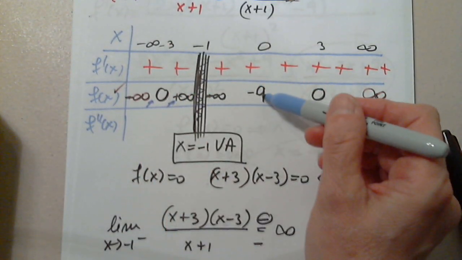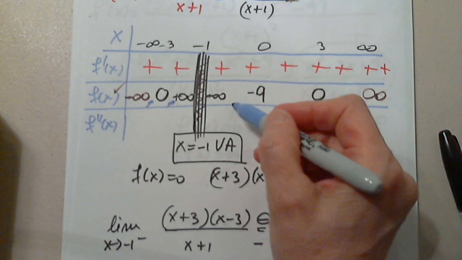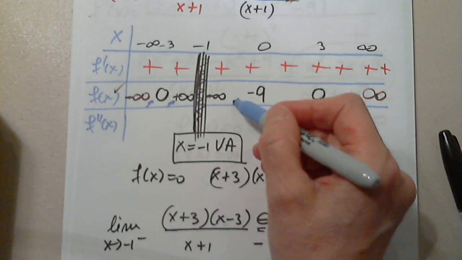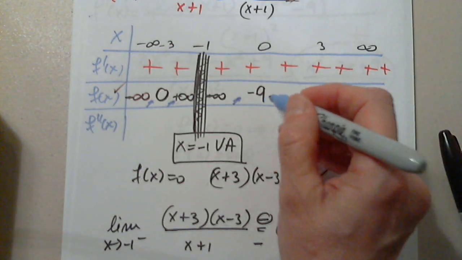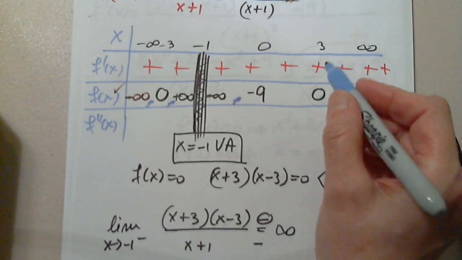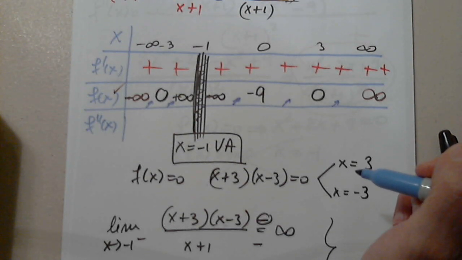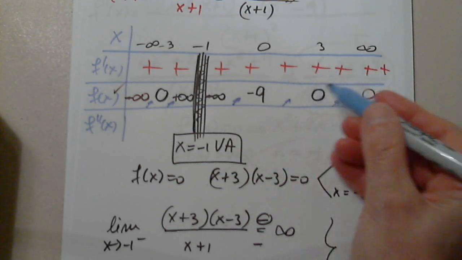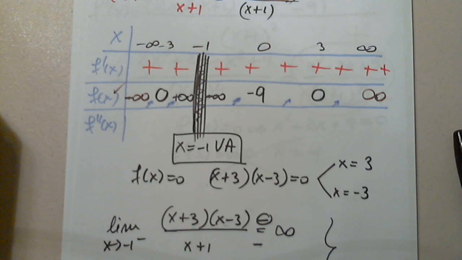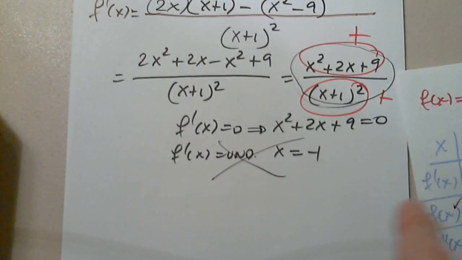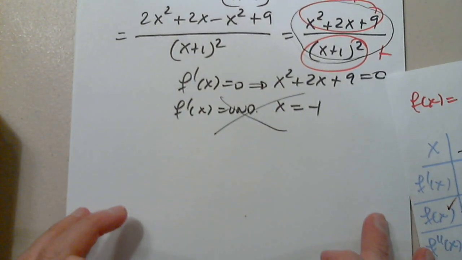From negative infinity to negative 9, what does the function do? Increase. Good. Is that supported by the sign of the first derivative? Yes. From negative 9 to 0 and then from 0 to infinity, is that supported by the sign of the derivative? Yes. Excellent. Now we're going to get a little headache to differentiate this. Let's give it a shot.